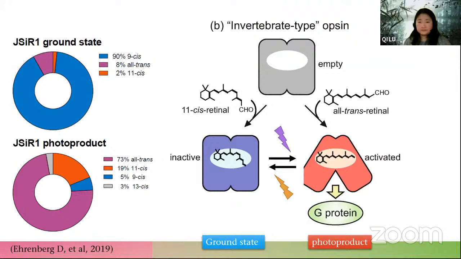So from this jumping spider opsin paper, published in 2019, we can see that in the ground state and the photoproduct state, the overall composition of the chromophores is different. For the ground state, most of them are 11-cis, but for the photoproduct, they all switch to the all-trans retinal. The all-trans retinal is in its active state, and it binds to the 9-cis or 11-cis. But for this opsin, it's 9-cis.